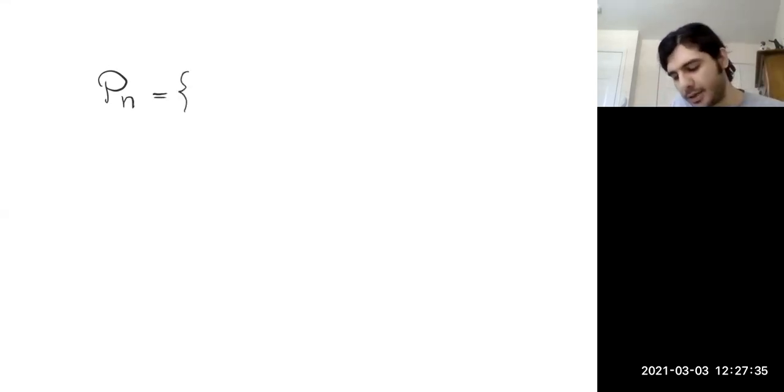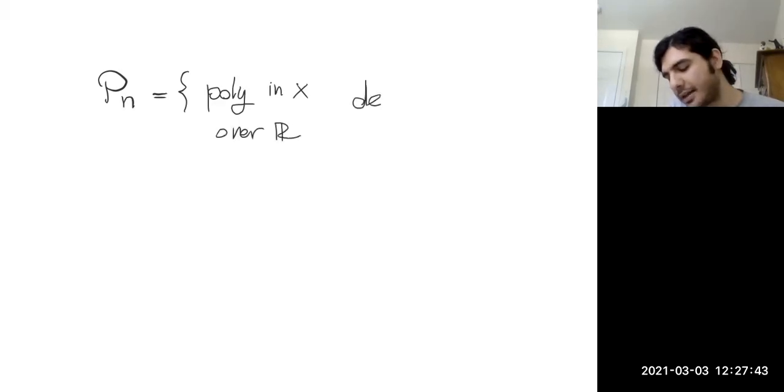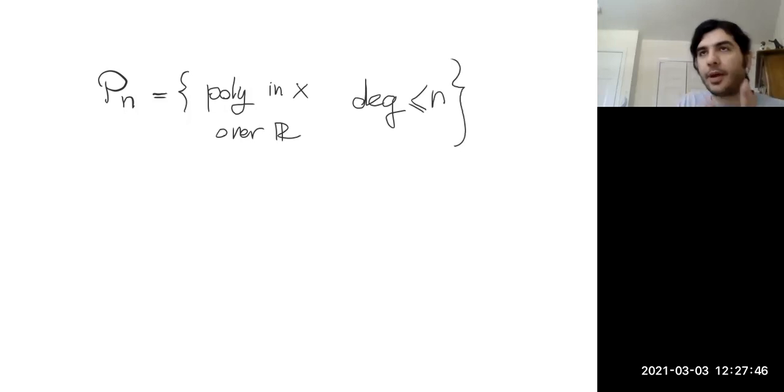Okay. So let's get to a little bit more in the remaining time. Maybe I can solve one more explicit question. Suppose Pn, now I'm defining a new vector space. I define Pn to be the set of all polynomials in x over R whose degree is at most n. So all the polynomials where the degree is less than or equal to n.